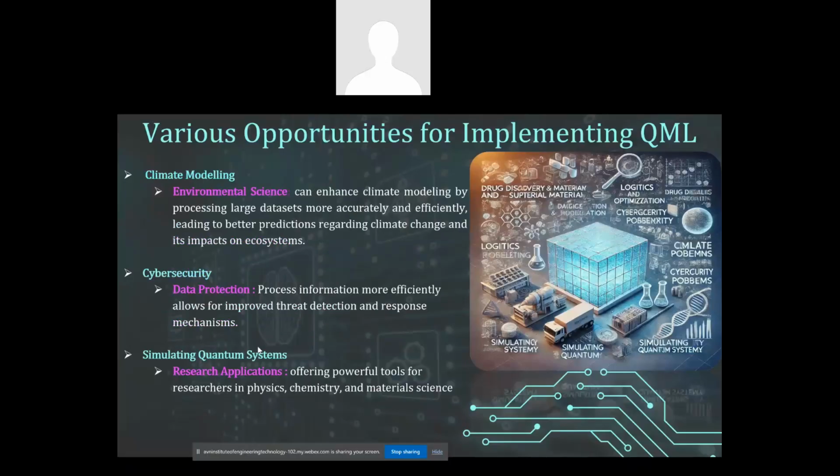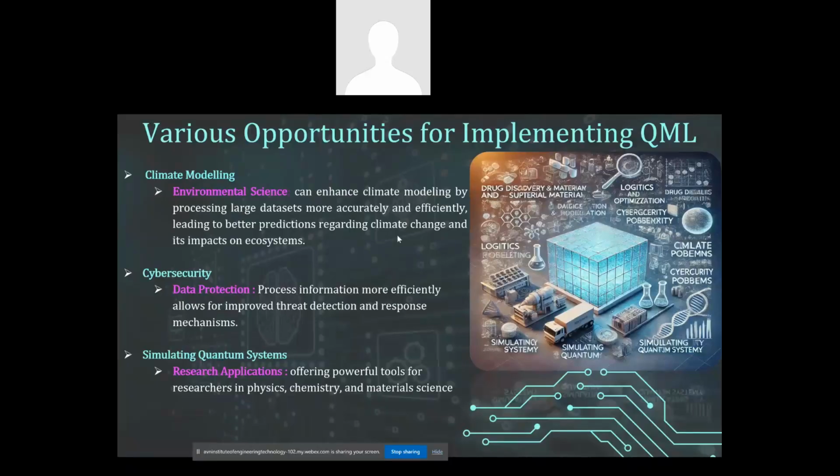So this is the weather prediction mechanism we have right now. Even so, sometimes we are not able to predict the weather accurately. Sometimes false predictions happen due to inaccuracy in the system. So there it will be very useful, because climate modeling can be enhanced based on past data. If you see the past data, it will be a very huge data set. To process that huge data, we need quantum machine learning.